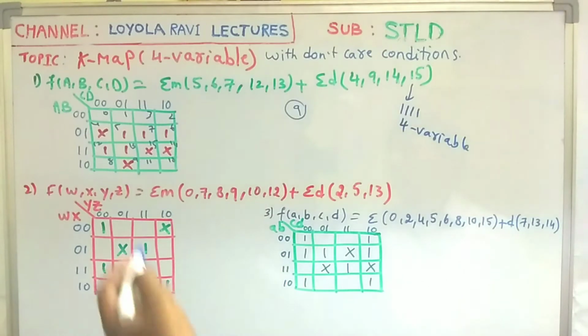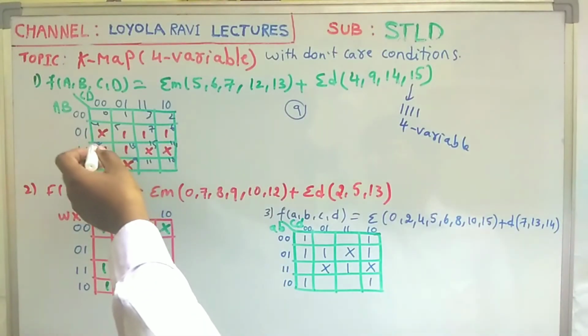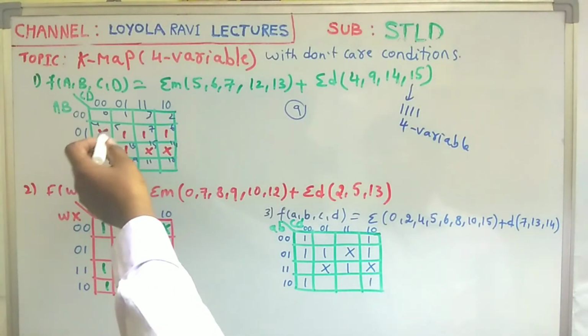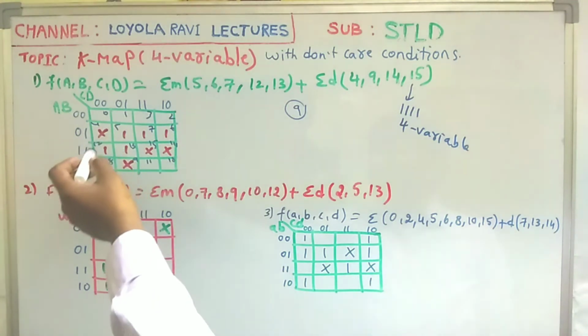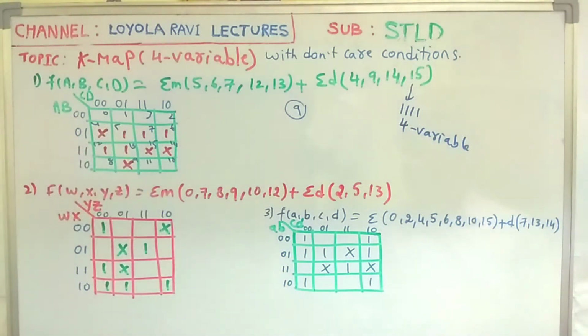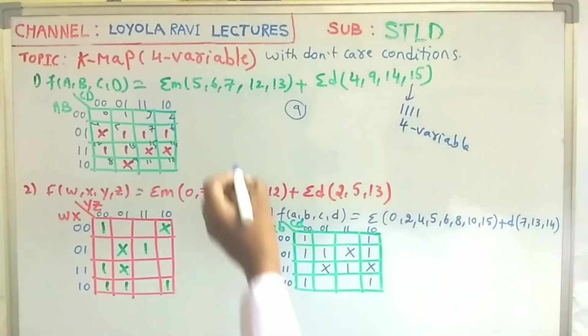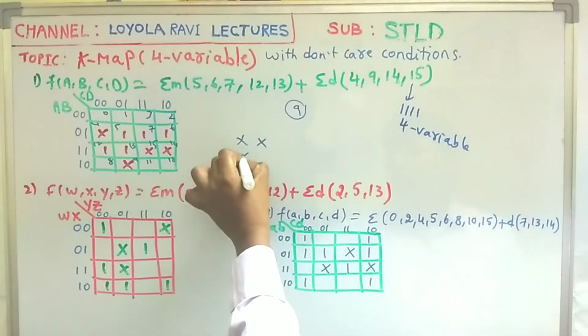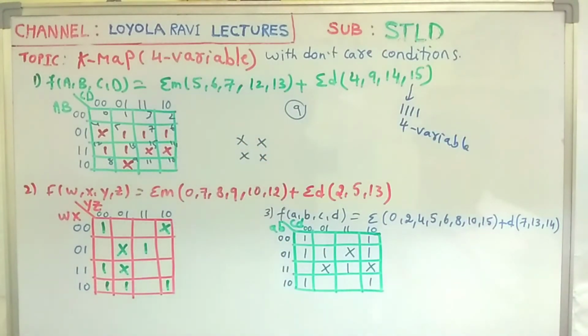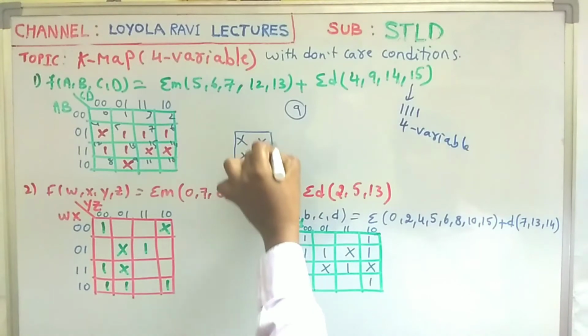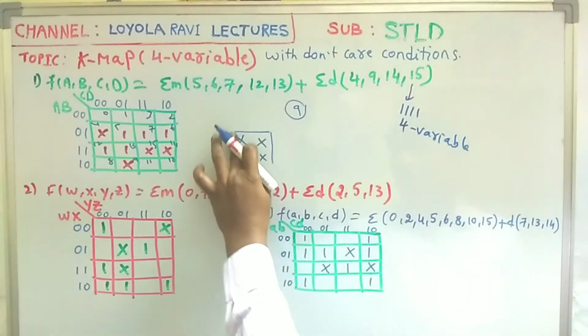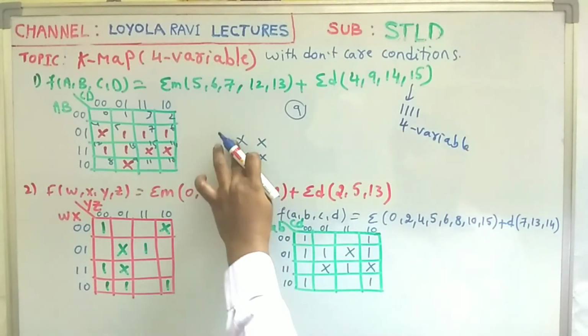For example, if we have only 3 ones and one don't care, and it forms a quad, no problem. You can take that don't care as 1. That is the main intention. If there are no further ones and we have all 4 don't cares, leave it. Don't form these 4 as one quad. Leave all those don't cares, no problem.